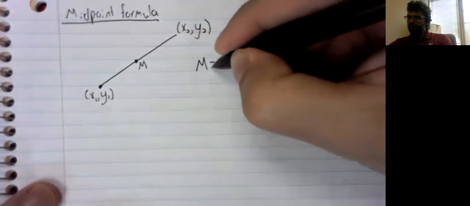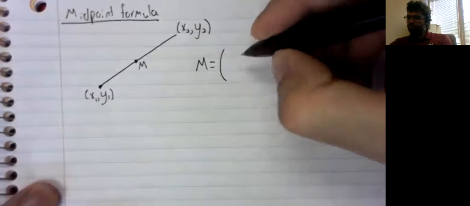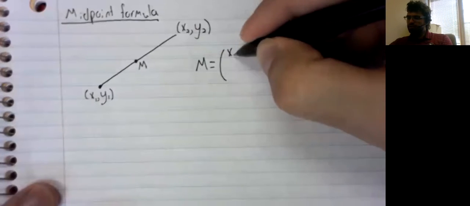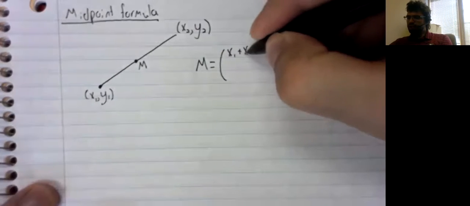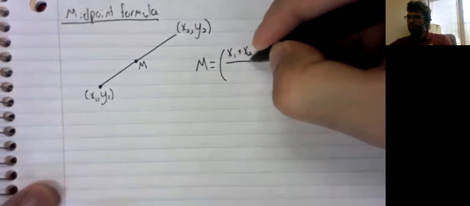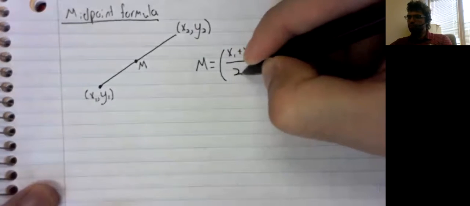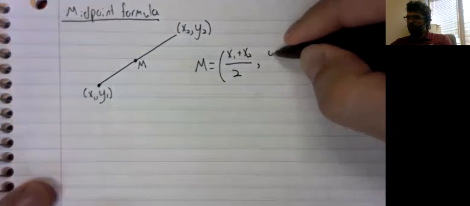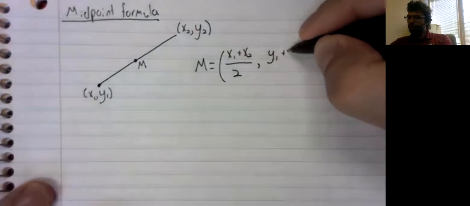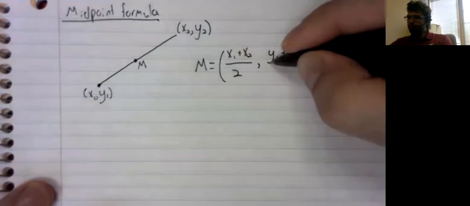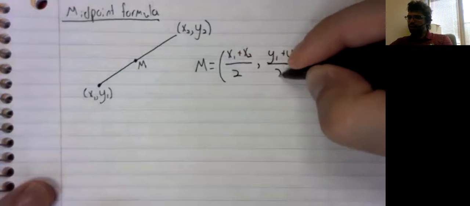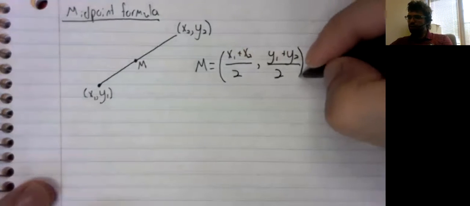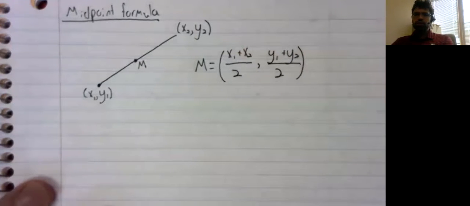And the midpoint is x1 plus x2 divided by 2. There's your x coordinate. y1 plus y2 divided by 2. There's your y coordinate.